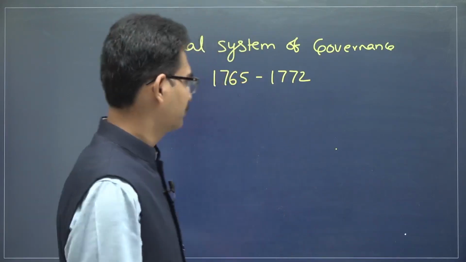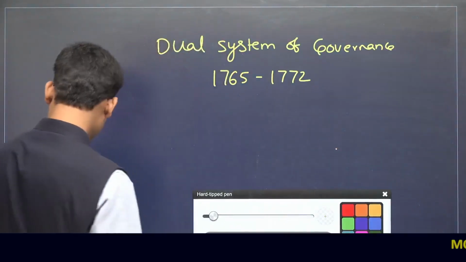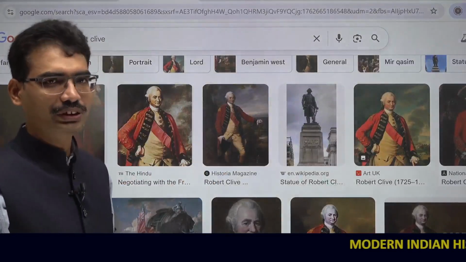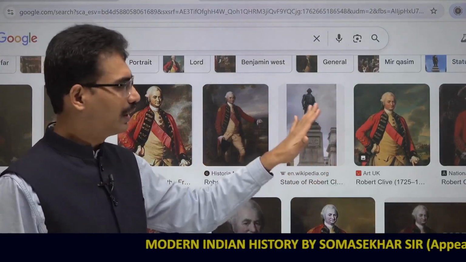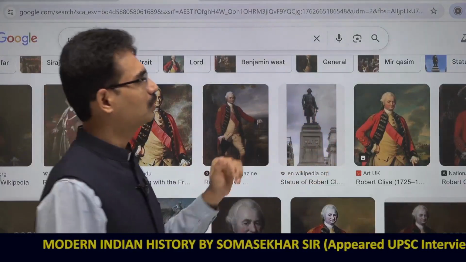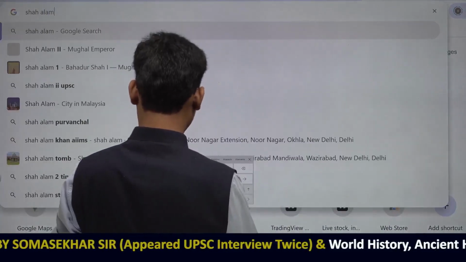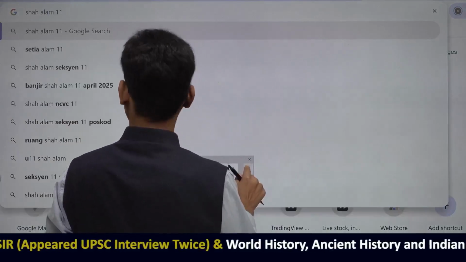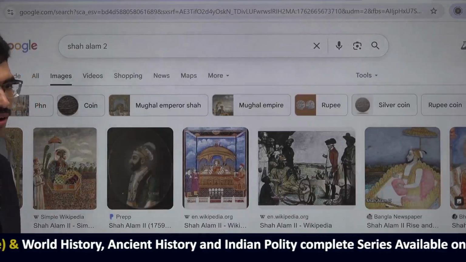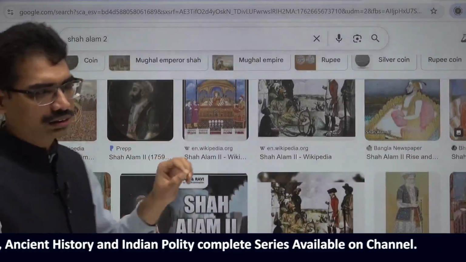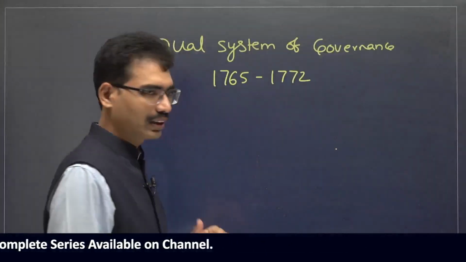Company directors sent him once again to go to Bengal and see the administration of Bengal region. When he came back in 1765, he made a treaty with Shah Alam II. Now they got legitimacy. Now we have to see the provisions of this. These provisions are going to be important from the examination point of view.